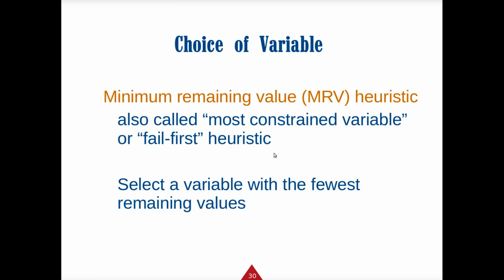And then we have also another way to choose the variable: use the minimum remaining value heuristic, or MRV heuristic. It's called the most constrained variable or the fail-first heuristic. And you basically want to fill out a variable with the fewest remaining values first, so you can get that assigned and then move forward.